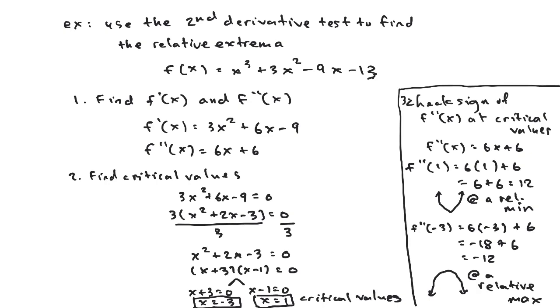Okay, now that both of these turn out to be relative extrema: if f double prime equaled 0, I'd have to go back and use a first derivative test to check the critical values. But here, since they're not equal to 0, I know that I have a relative min at x equals 1, and I have a relative max at x equals negative 3. So my final step is going to be to take these and plug them back in to the original f of x to figure out what the actual relative max and min are.